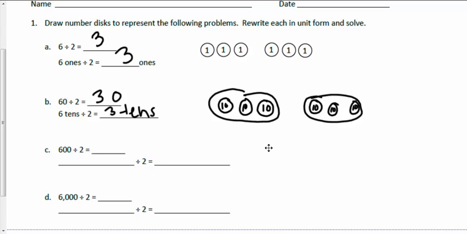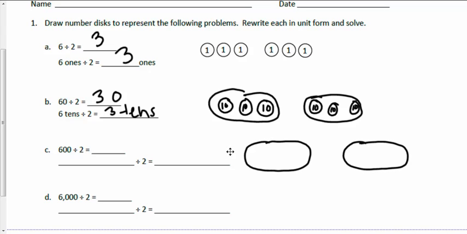All right, so we're going to do the same thing. I want you to see if you can do this one by yourself. I bet you can. We're going to take 6 hundreds and divide it by 2. So go ahead and pause the video and try it and then come back and check. So I have 3 hundreds. I'm going to make my circles a little bit bigger so I can write 100 in them. So I have, here's one group of hundreds. Here's my other group of hundreds.